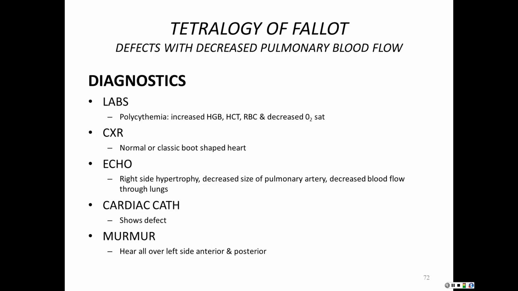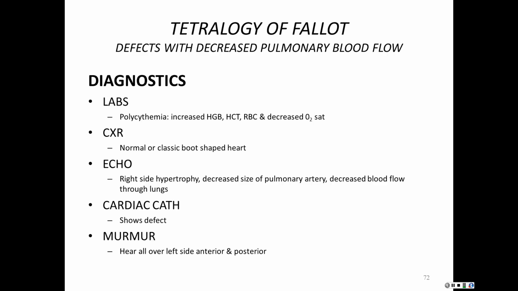Kind of hard to describe. I wish I had a good picture to show you, but I can't find a really good chest X-ray to show you that. An echocardiogram is going to show right side hypertrophy, decreased size of the pulmonary artery, and decreased blood flow through the lungs. A cardiac cath is really the definitive process, because through that cath we can see all of the defects that are there and know what size they are, to really begin the plan for treatment on these children.